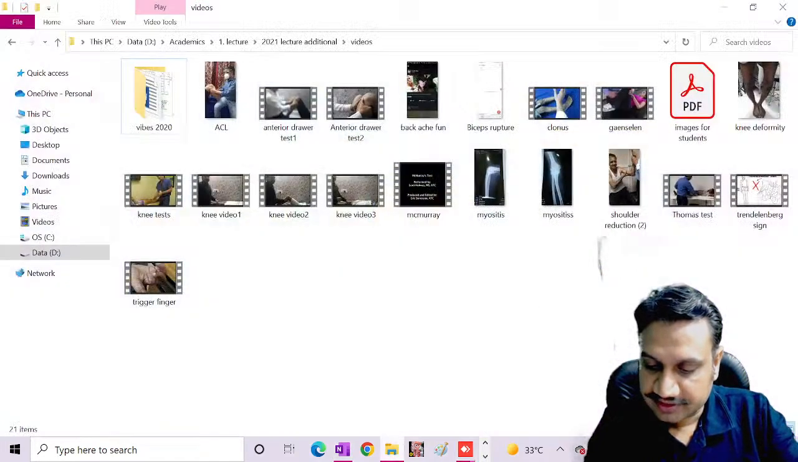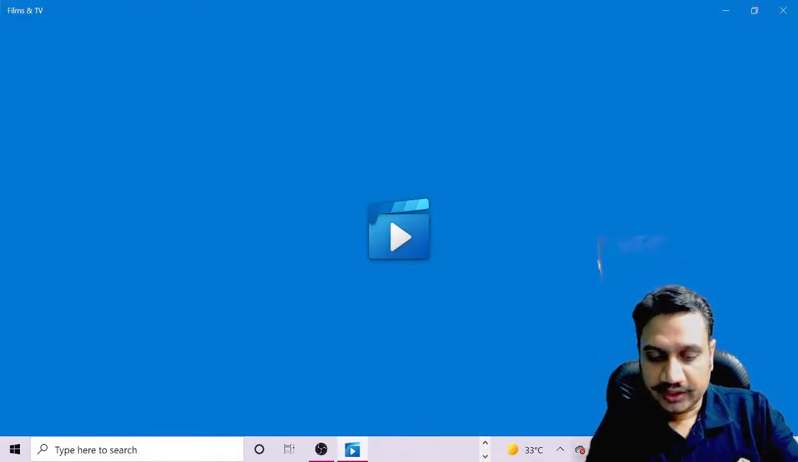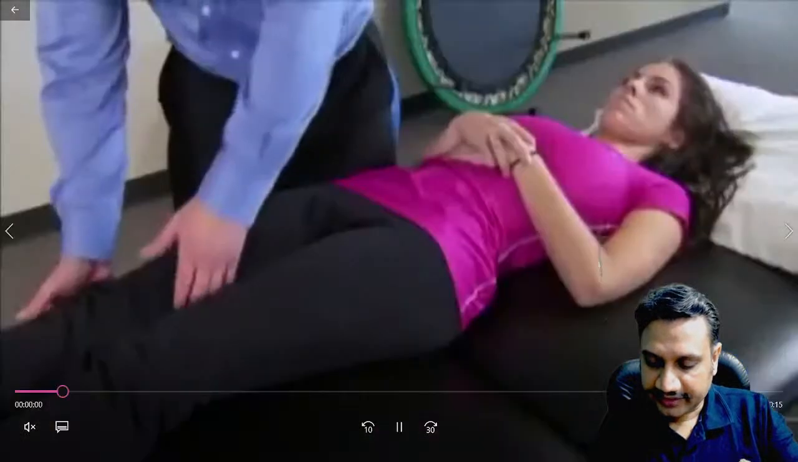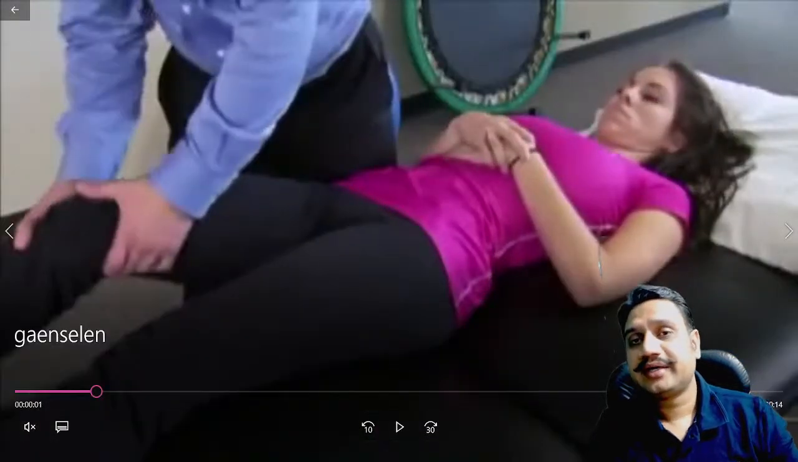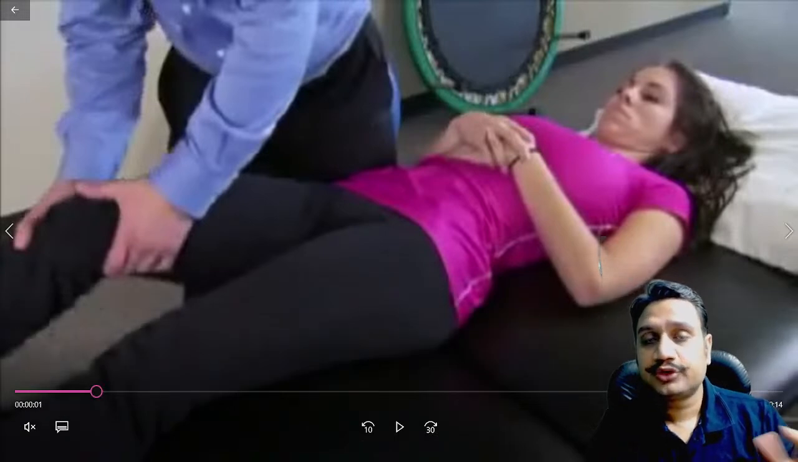Let me show you the pictures, the video side by side. I've taken this video a long time back from the net. In this patient, a young lady, we are trying to do the Ganselin test. We are trying to test for the sacroiliac joint, and this is being done for ankylosing spondylitis. We know that in ankylosing spondylitis, the first joint to be involved is the sacroiliac joint, and that is why we try to do that.